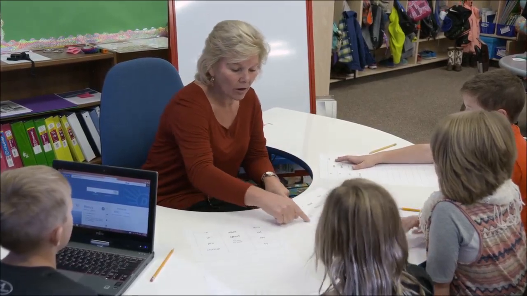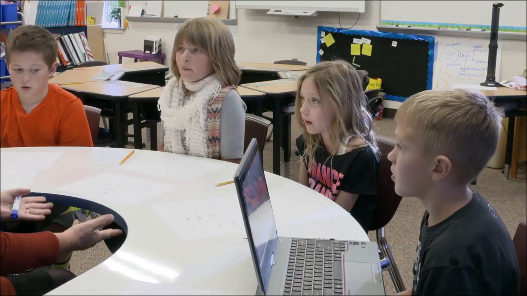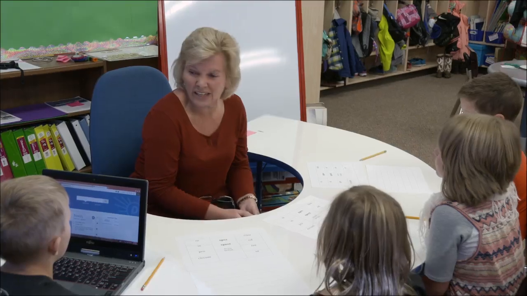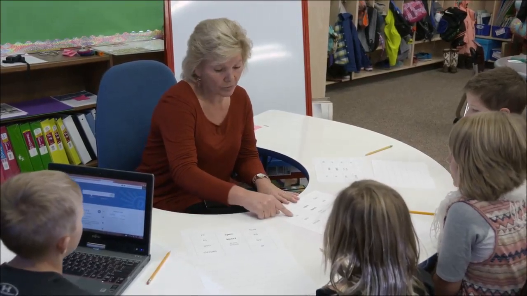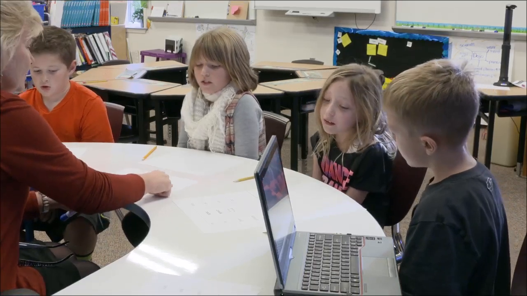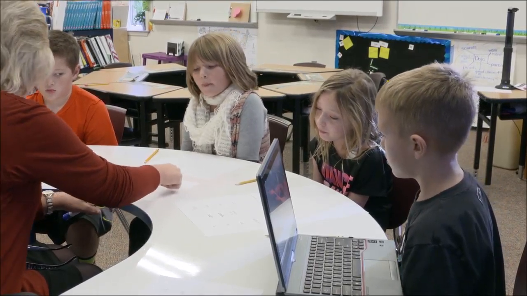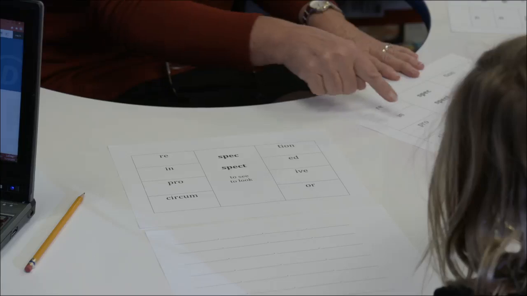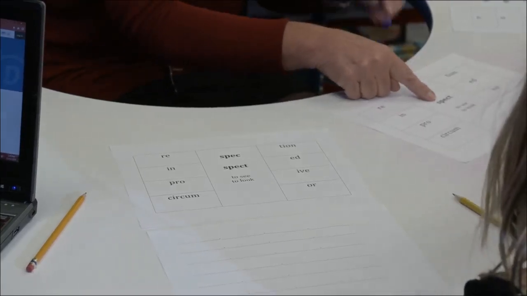All these here are prefixes. Where does a prefix come? Before or after a root? Before. That's right. Pre gives us that little clue, right? So we have re. Want to read these with me? I'm sure you can. In. Pro. Circum. Good. Circum means to go around something, right? Yeah, okay, great. So we're going to put these prefixes on spec or spect.